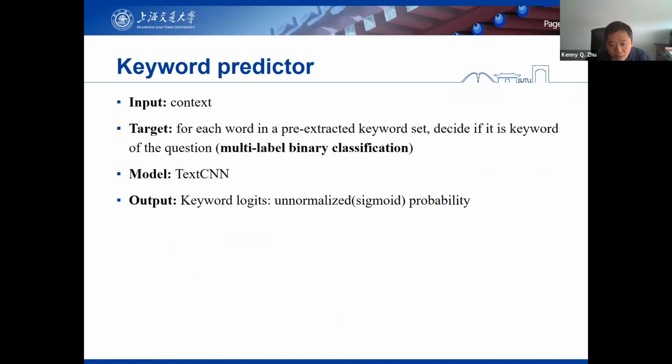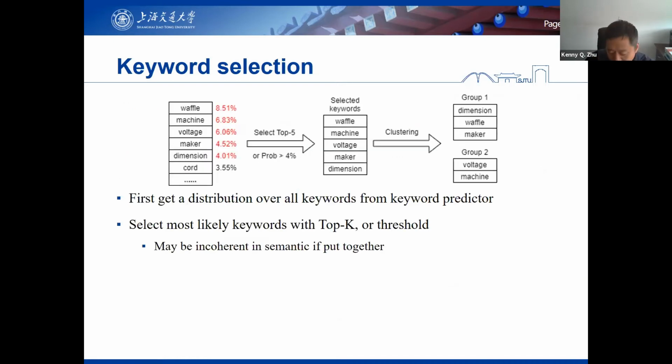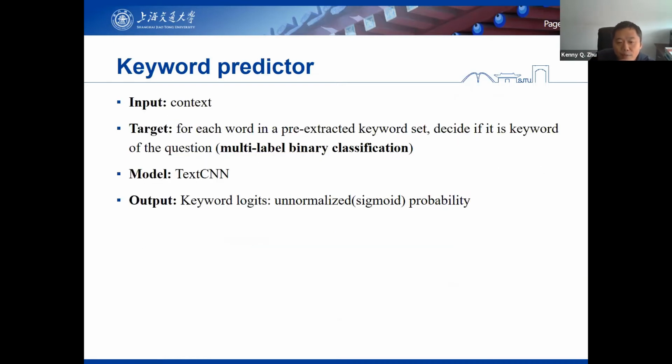In the keyword predictor, our input is the context, which is the message, right? And our goal is that for each word in the pre-extracted keyword set, we decide if it is a keyword of the question. Okay, and this amounts to a multi-label binary classification problem. And in this case, we use a text CNN model to do that. So we didn't invent that, but we just take it as a tool, right?